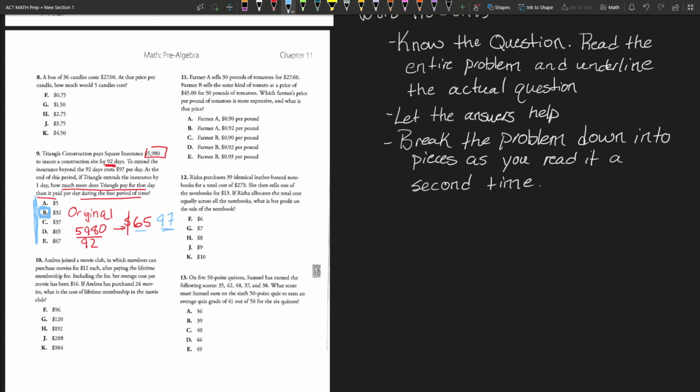All right, well, just in case, number 11 is pretty similar, so let's do that together. All right, farmer A sells 30 pounds of tomatoes for $27.60. Farmer B sells the same kind of tomato at a price of $45 for 50 pounds of tomatoes. Which farmer's price per pound of tomatoes is more expensive, and what is that price? All right, so your question is, who has the better deal, and by how much is that deal better? Okay. So how do we find farmer A's average?